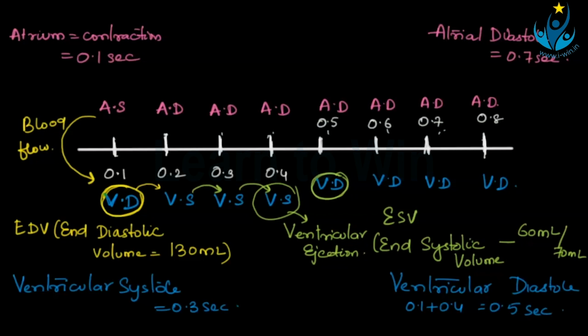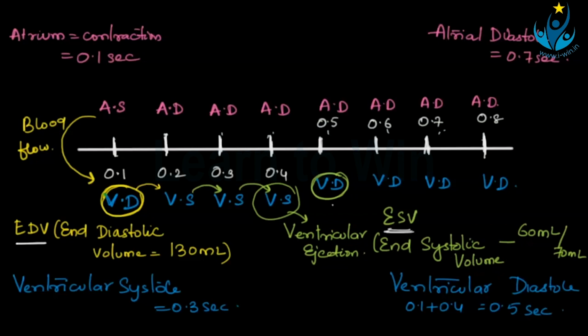End diastolic volume is the amount of blood present in the ventricles after the blood came from the atrium, combined with the leftover blood in the ventricles. So before the ventricles start to contract, the combined volume of the ventricular blood is called end diastolic volume. And after the ventricular contraction, when it has pushed whatever blood it can out, the leftover blood in the ventricle before it undergoes diastole is called end systolic volume.